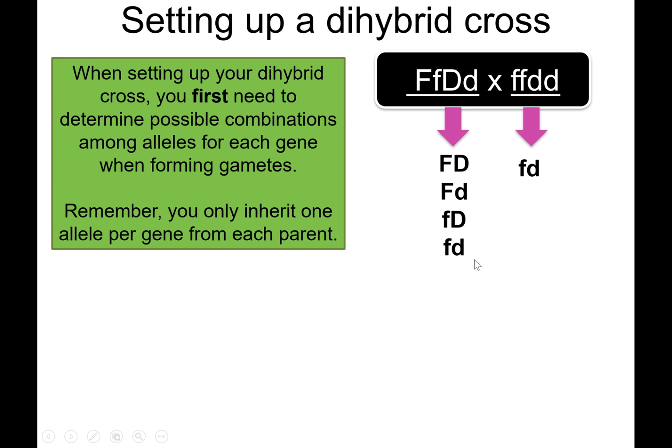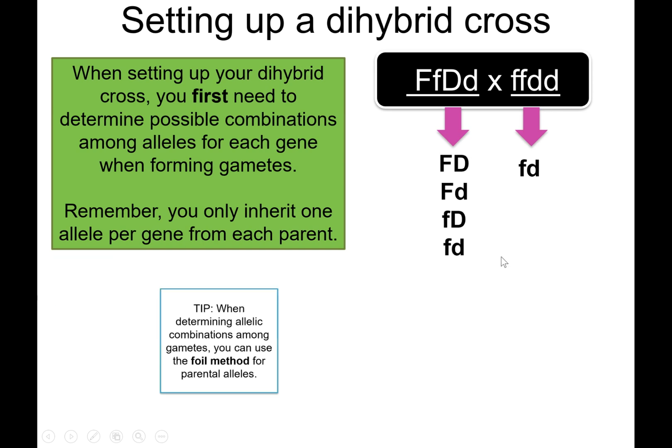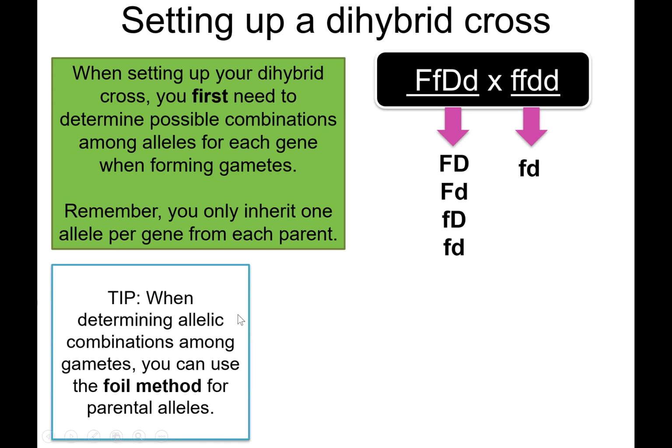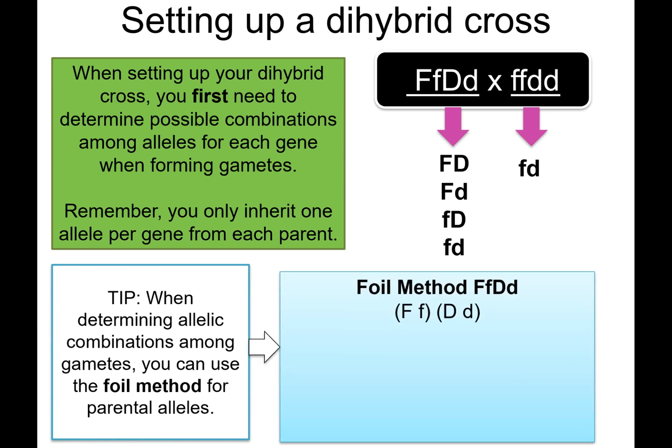So how did I figure this out? You actually use a method that you use in math class, the FOIL method. I'm sure you've heard of it, right? First, outer, inner, last. It's the same here, except instead of applying it to numbers, we're going to apply it to genotypes. To figure out the FOIL method for the father, I have the father listed out here for the 2 traits, freckles and dimples.